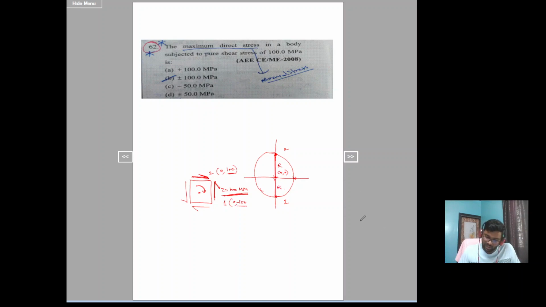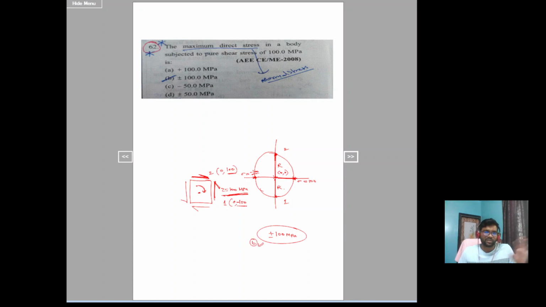This is 100. So this value, that is sigma, which is equal to 100, you will get. This is a sigma which is equal to minus 100. So these two are principal stresses. Now he's asking to calculate maximum direct stress, which is major principal stress and minor principal stress, which is nothing but plus or minus 100 megapascal. Plus or minus 100 in the sense, one is 100 megapascal tensile stress and another one is 100 megapascal compressive stress. So option B is the correct answer.